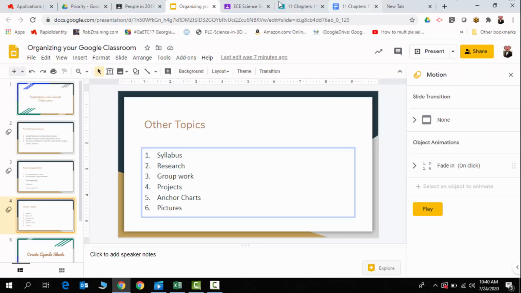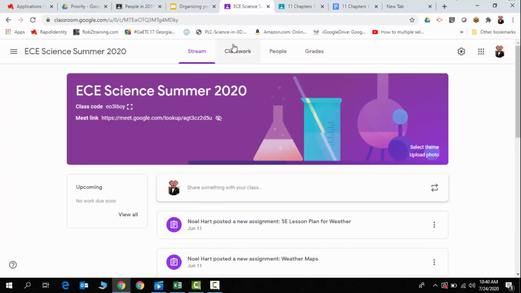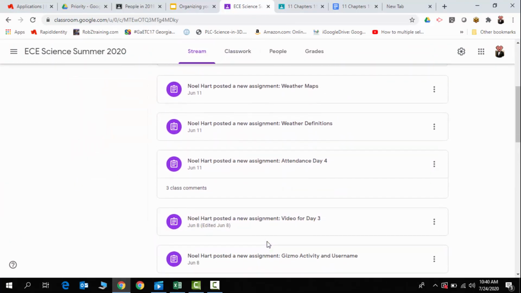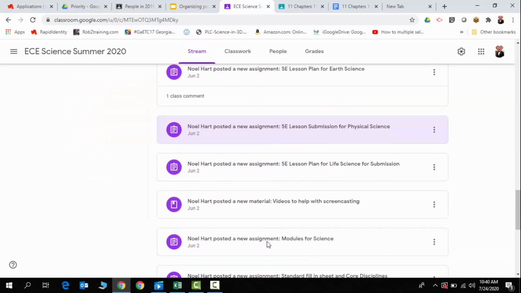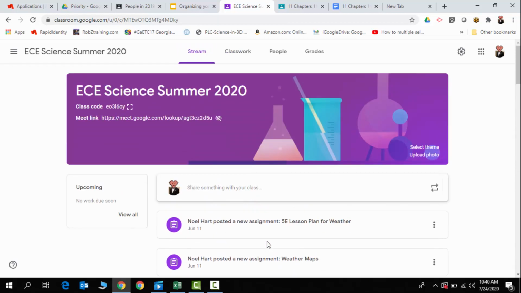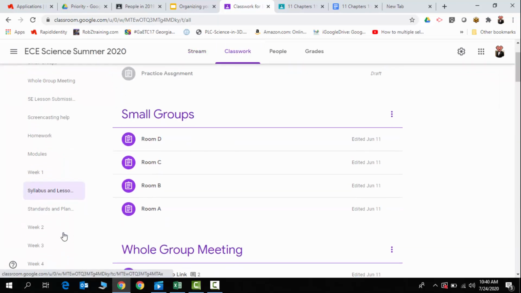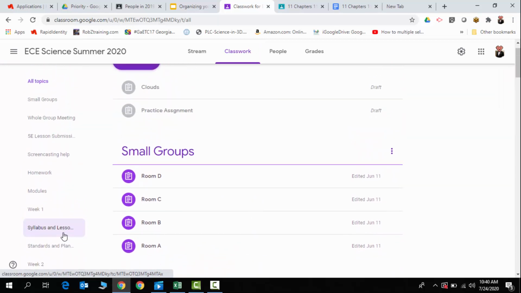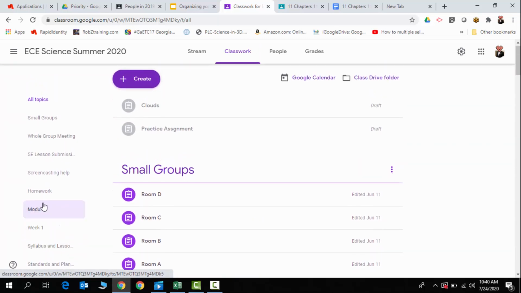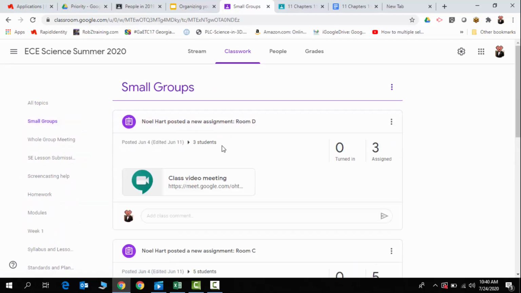So let's look real quick at my science stream. As you can see, this is a science class I taught, and it's got a stream. This is almost unbearable to look at, so I've got to go to my classwork section. And as you can see, I've put my topics out by weeks, and I've also put modules, homework, and then here's what I did. I also put small groups.